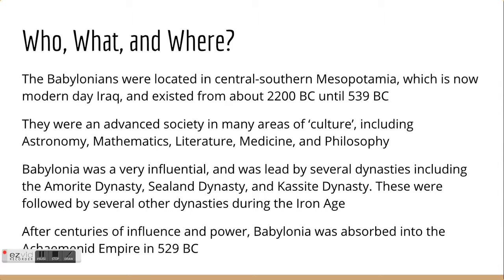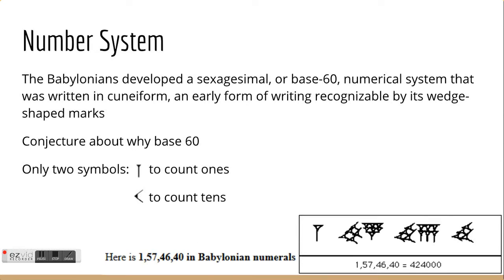The Babylonians were located in central southern Mesopotamia, which is now modern-day Iraq, and existed from about 2200 BC until 539 BC. They were advanced in many areas of culture, including astronomy, mathematics, literature, medicine, and philosophy. Babylonia was very influential and was led by several dynasties, including the Amorites, the Selans, and the Kassites. They were followed by several other dynasties during the Iron Age. After centuries of influence and power, Babylonia was absorbed into the Achaemenid Empire in 539 BC.